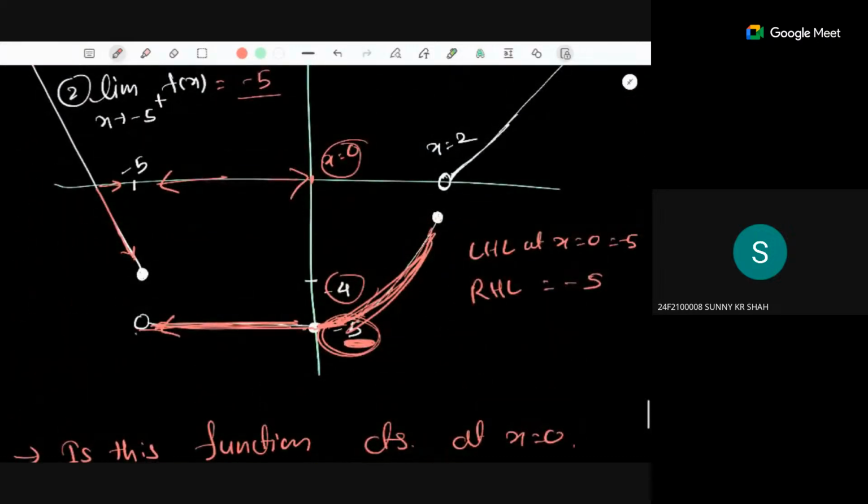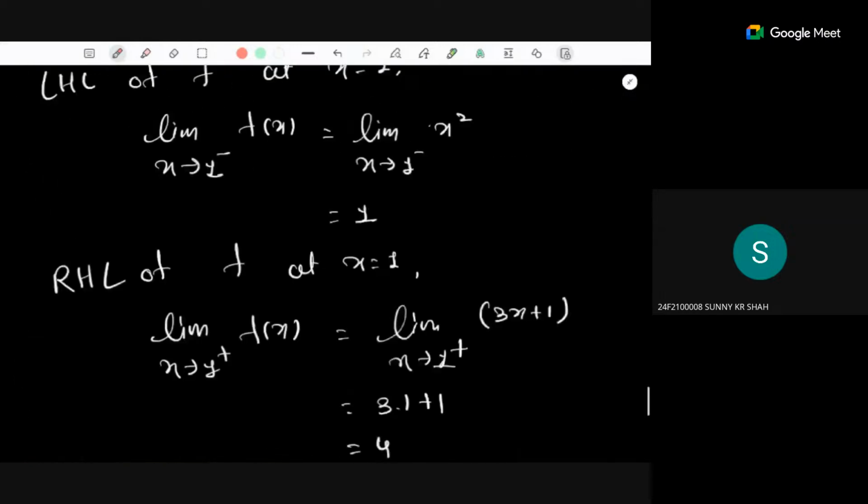Okay. So the answer is yes, because the left hand limit is minus 5, the right hand limit is minus 5, and f of 0 is also minus 5. Which is the thing we need for continuity. Okay. So that's all from my side.